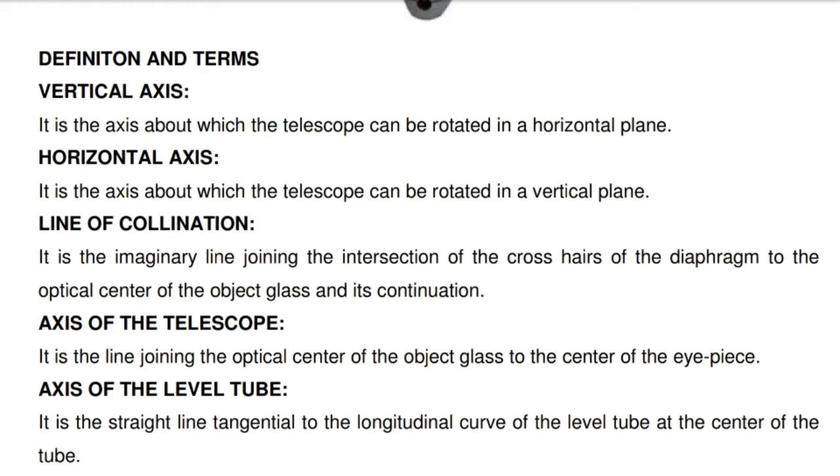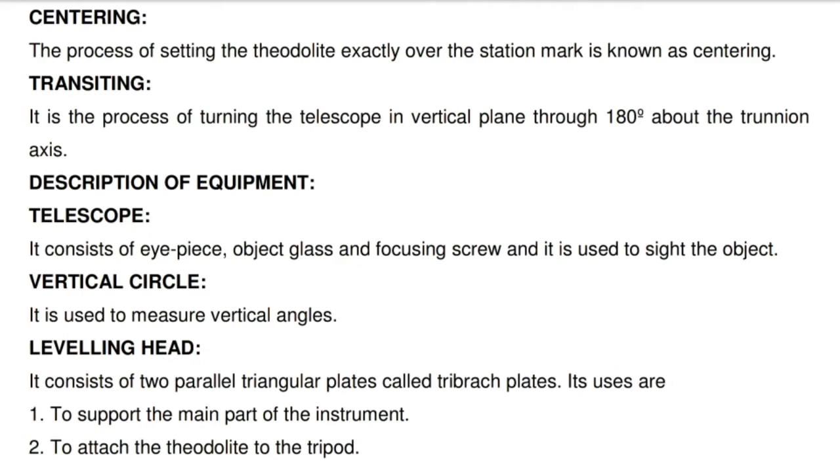Axis of the telescope. It is the line joining the optical center of the object glass to the center of the eyepiece. Axis of the level tube. It is the straight line tangential to the longitudinal curve of the level tube at the center of the tube.